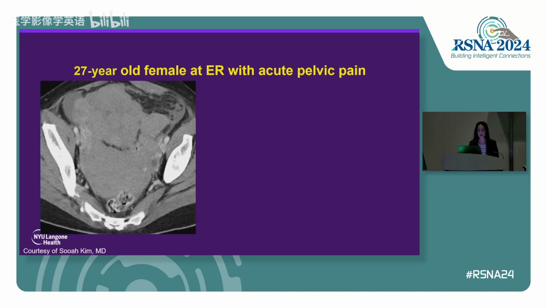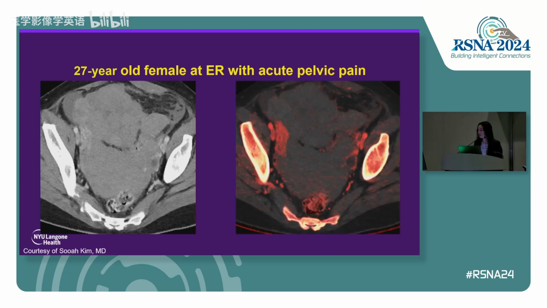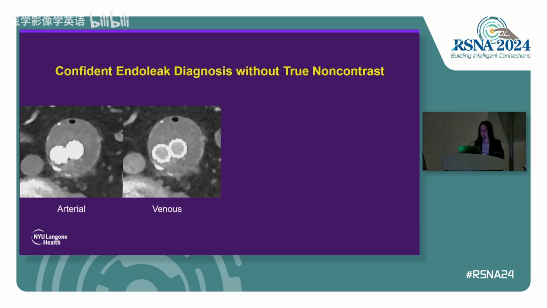So here's a companion, a 27-year-old woman who presented with acute pelvic pain to the ER. And this was interpreted as a large pelvic mass with ascites and peritoneal thickening compatible with carcinomatosis, and the patient was seen by gynecologic oncology and planned for an extensive tumor debulking surgery. But the iodine overlay was overlooked, and you can see that there's actually no color within this mass, and this mass is in fact a hematoma, explaining the patient's pain and allowing avoidance of an unnecessary surgery.